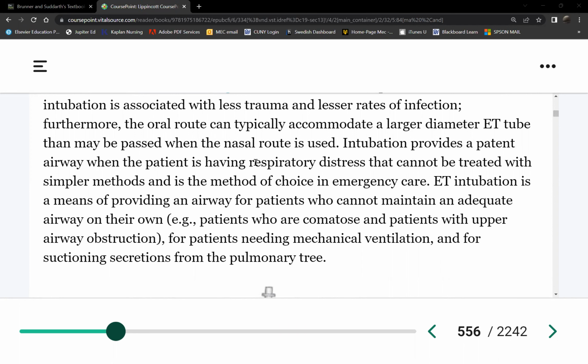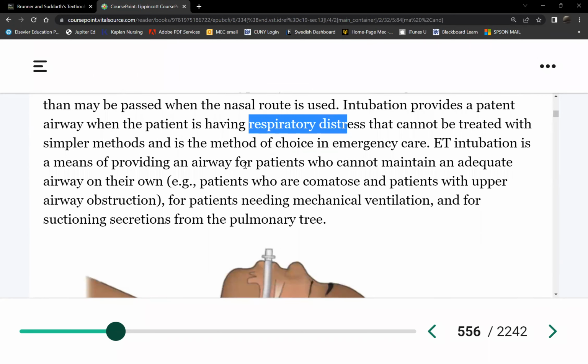So whenever a patient is having acute respiratory distress, they cannot be treated with simpler methods. Others are, let's say, who are comatose. So therefore, they're at risk for aspiration, so they cannot protect their airway, correct? So let's say stroke patients or severe head injury patients, wherein the reflexes are gone. There's no cough reflex, there's no gagging reflex. So we need to protect the airway with an artificial airway.